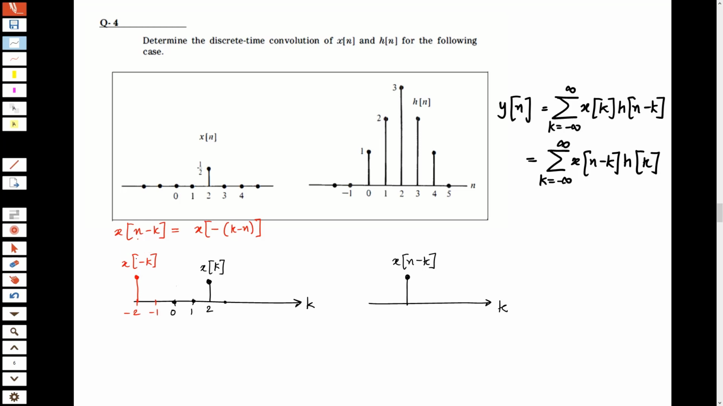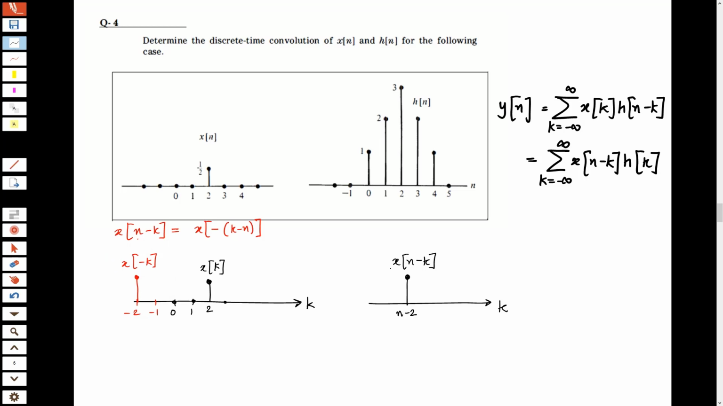This is like saying x of 0 minus k, right? So at n equal to 0, your signal is at minus 2. So what would x of n minus k be like? It will be x of n minus 2. So just think of this to be one special case of n equal to 0. If n equal to 0, then this becomes k equal to minus 2, which is this case, right? X of minus k.